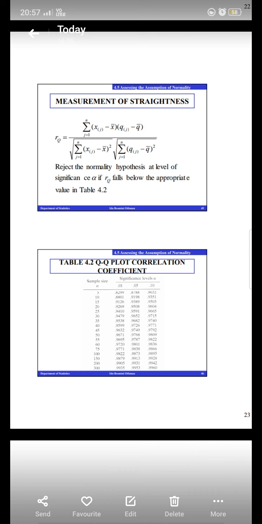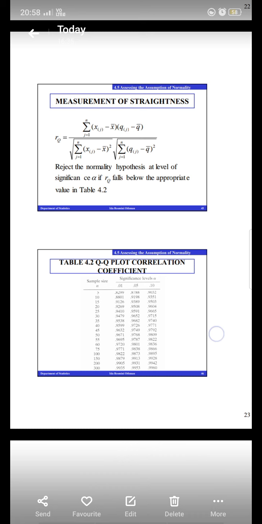Alright. So this is RQ, on page 181. RQ ni dipanggil correlation coefficient for QQ plot. So this is the formula to find the value of RQ. We need to calculate this RQ untuk nak buat test tadi.